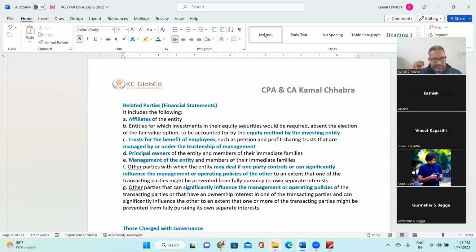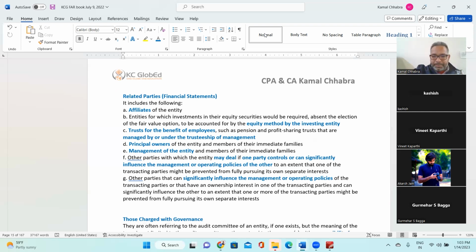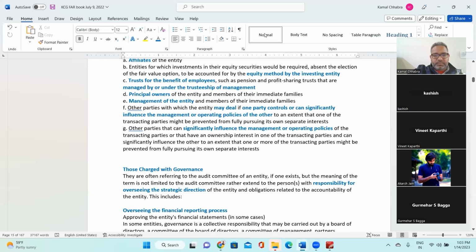When the word related party comes up in the first chapter, second chapter, third chapter, you should not be feeling confused about who is a related party. Make sense? Shall I move forward?